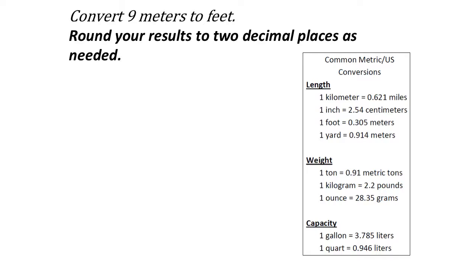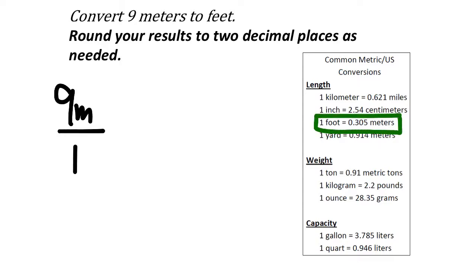So on this one, 9 meters to feet. Again, I start with 9 meters, I'll make it over 1. And that's a length, right? And I see a direct conversion factor right here: 1 foot is 0.305 meters.